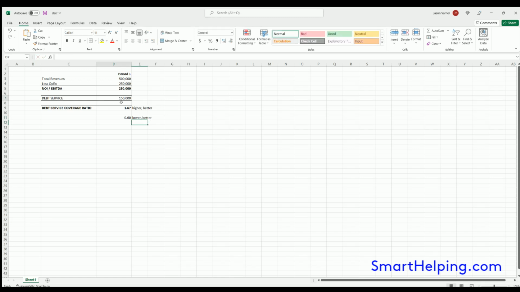So, for example, what if this was 10,000? Well, that's only about 4% of my NOI, and it's a 25 multiple, a ratio for debt service coverage. And then this calculation would be debt to income.